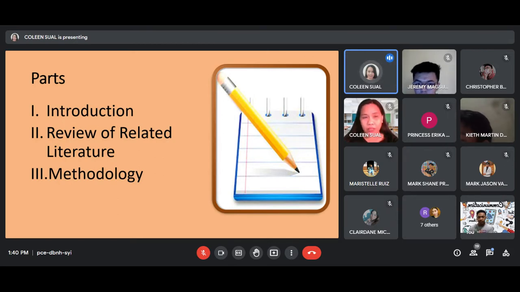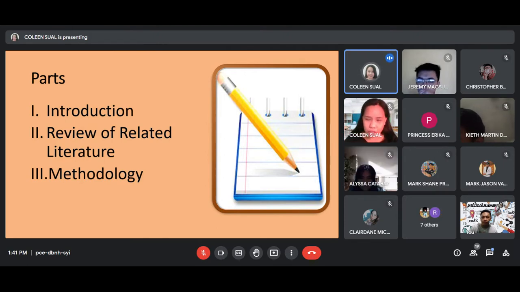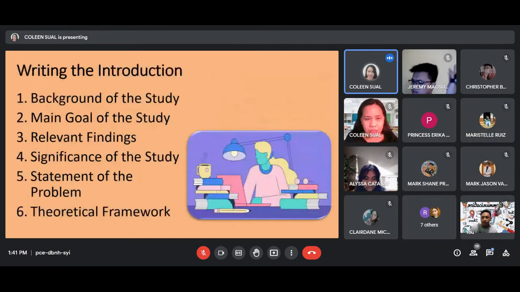But the parts of an action research, introduction, method, results, and discussion, there are other activities that you will turn in purposive communication. If you will work on the entire action research, you won't have time anymore on other requirements. In your introduction, the parts are the following: background of the study, the main goal of the study, relevant findings, significance of the study, statement of the problem, and theoretical framework.